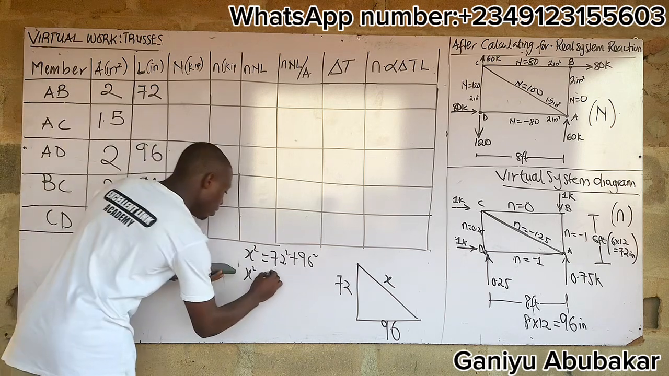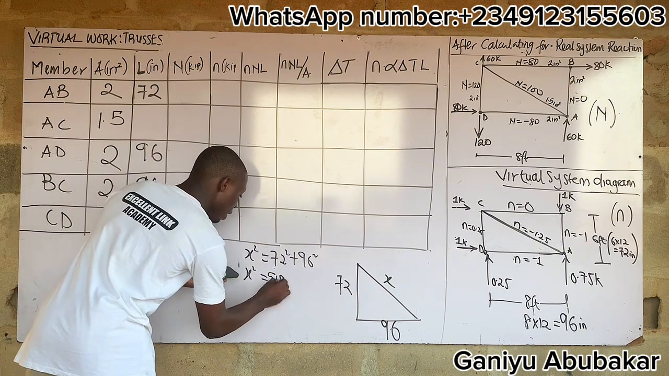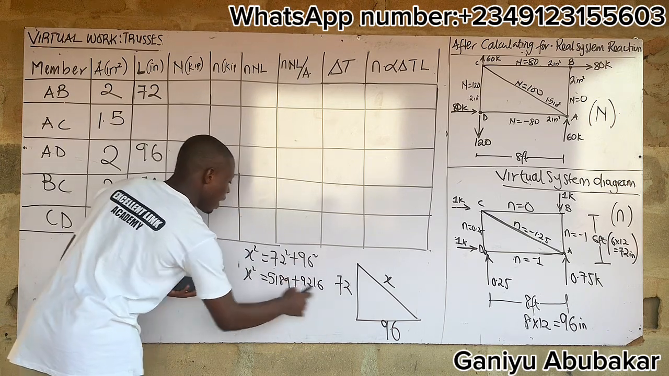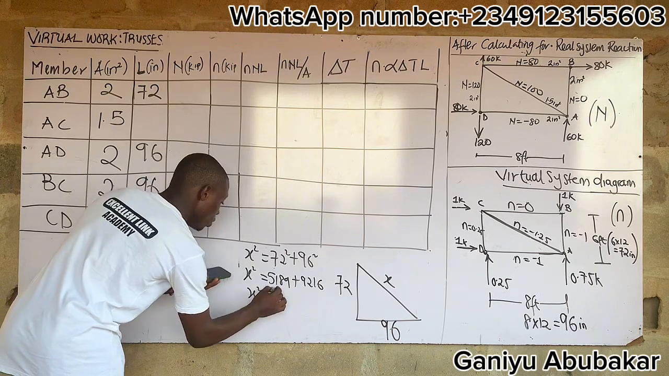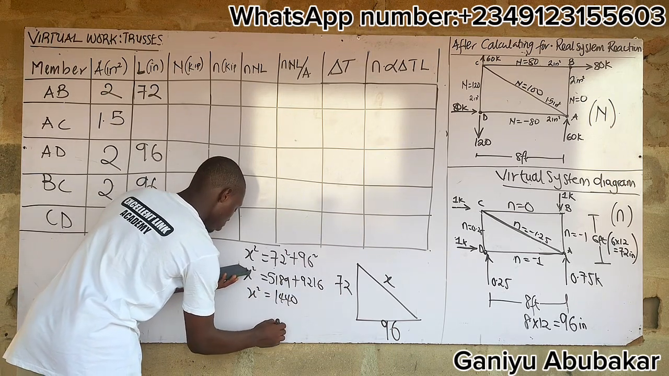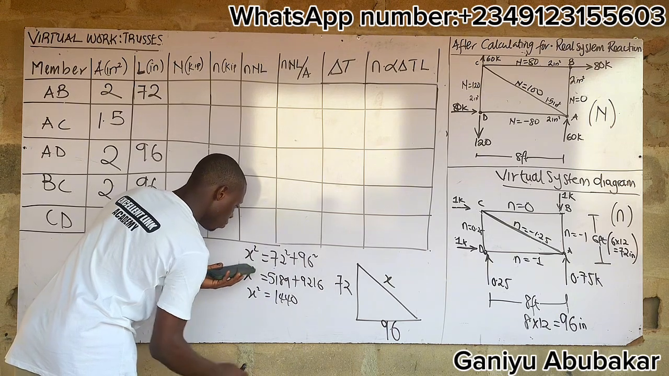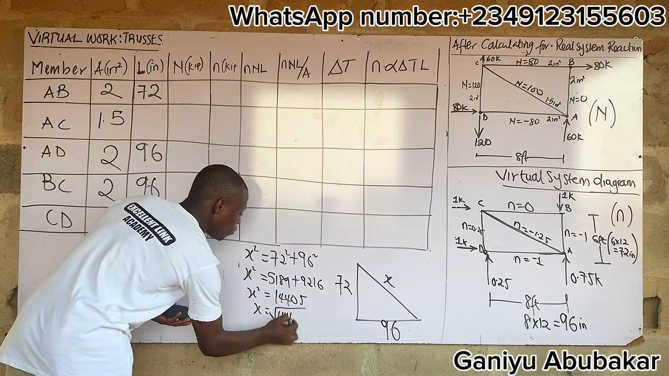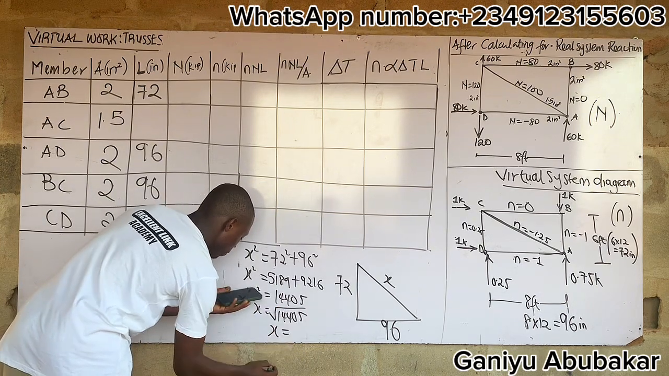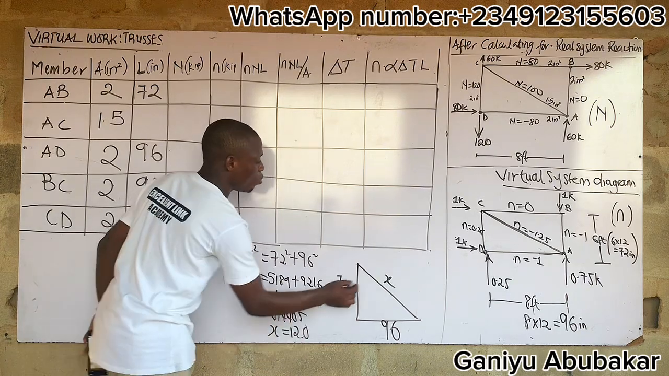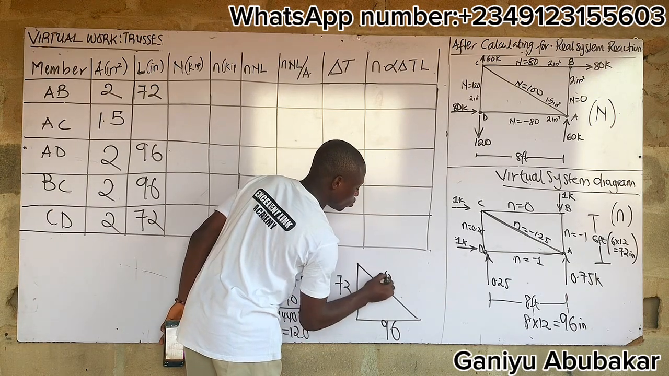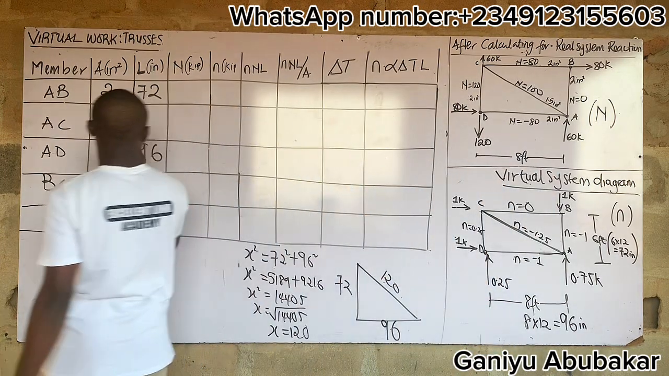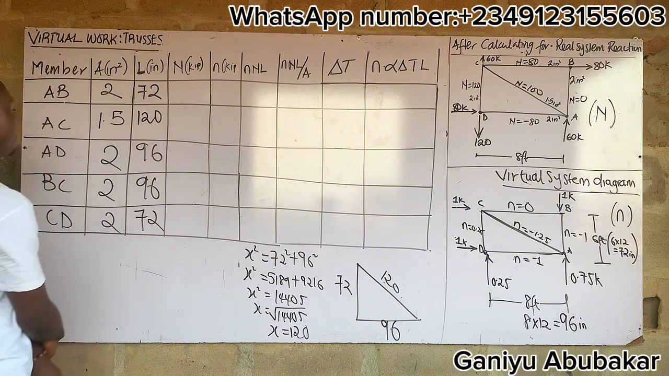72 square is 5184 plus 96 square is 9216. Add them up. X squared equal to 14400. Take the square root. X equal to what? Square root of 14400. X equal to what? 120. So here's 120. So I'm looking for what? AC. What's AC here? 120. So I have 120 here. I'm done with this, please.